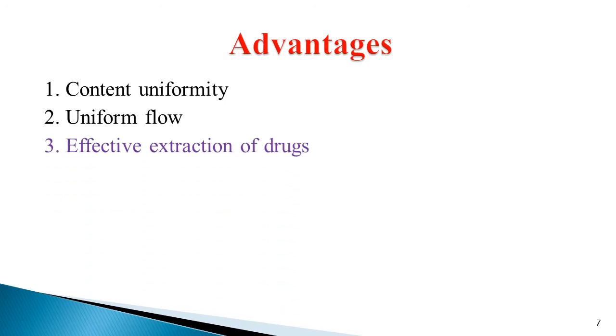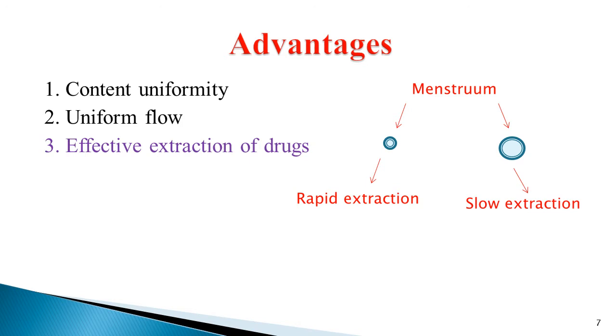Next advantage, effective extraction of drugs. During the extraction process we know that menstruum is used. Menstruum means the solvent which is used for extraction purposes. If the particle size is small, menstruum will penetrate very easily and leaching or extraction of the active constituents will take place very rapidly. While if the particle size is large, menstruum will not penetrate rapidly and therefore very slow extraction or leaching of the active constituents will take place.